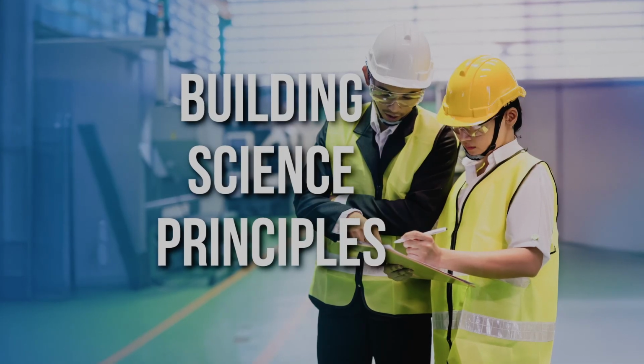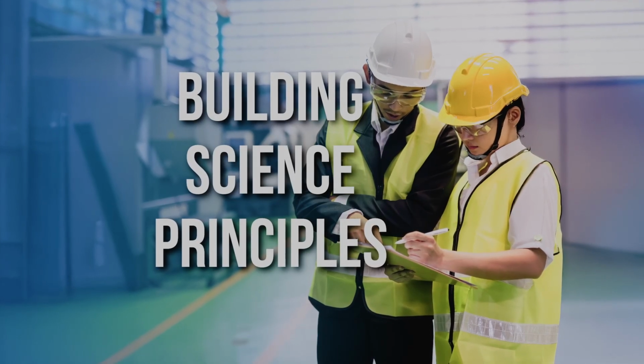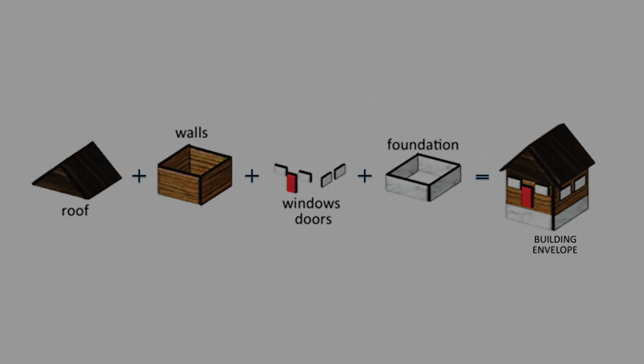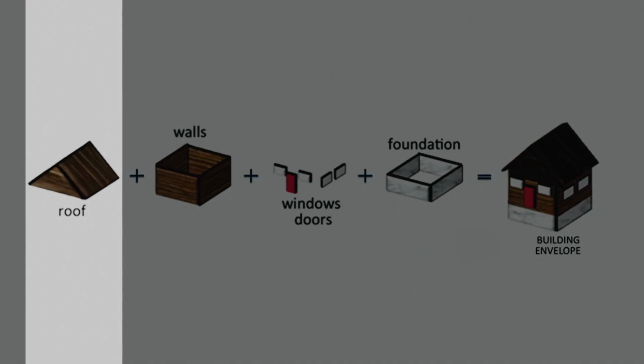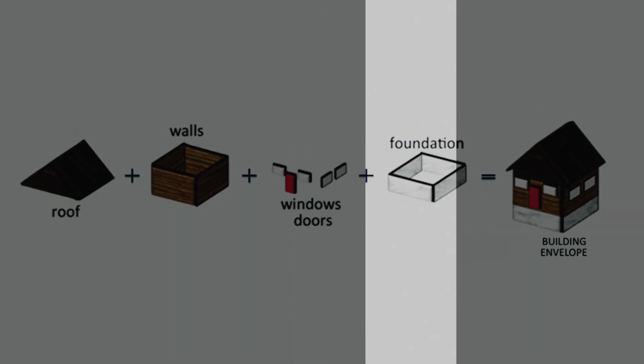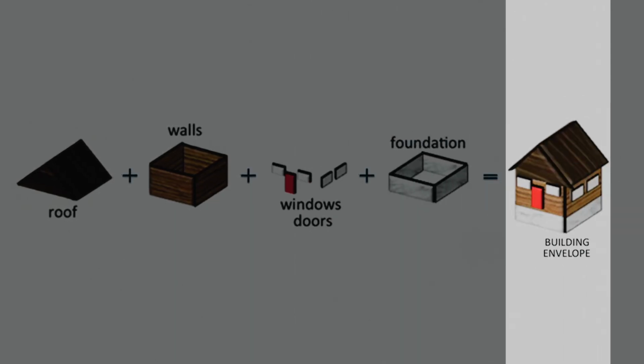Throughout this course, you not only gained an understanding of building science principles and retrofit strategies, but you also developed the practical skills needed to assess existing buildings, identify areas for improvement, and implement effective upgrades. But perhaps most importantly, you gained a new perspective on the role of the building envelope in creating a more sustainable and resilient future.